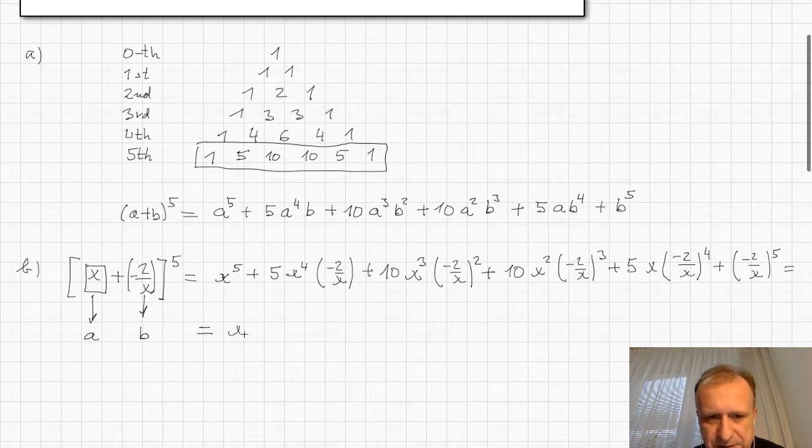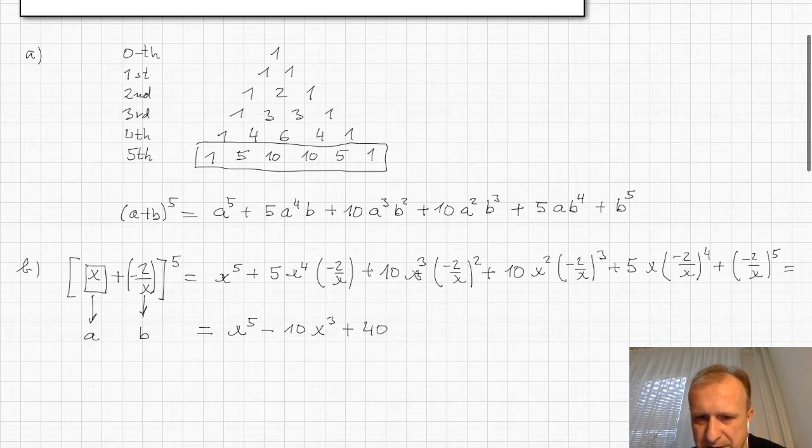So it's x to the power of 5. Now here we have 5 times negative 2, so it's minus 10. And now you see you have x to the power of 4 divided by x, so it's just x to the power of 3. Okay. Now this third term, you have this negative number which you have to square. Now if you square it, it's positive, so there is plus. Negative 2 squared is 4. 4 times 10 is 40.